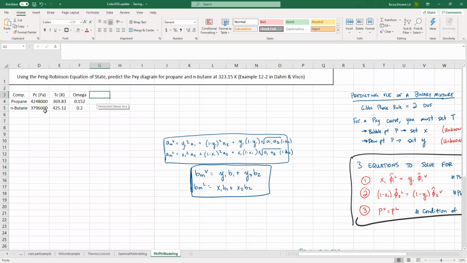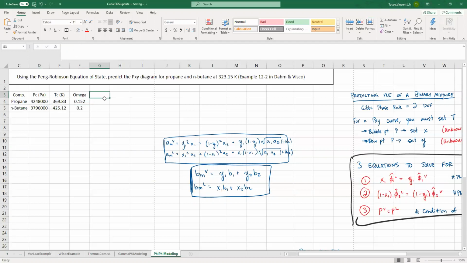All right, so I've looked up the relevant information. I looked this up in the back of Dahm and Visco, so you may have slight disagreements, but in general, you should have close to the same things that I've got. I've taken care to convert the critical pressure into pascals from bar. So remember, I always like to use SI units. So regardless of the fact that I have a huge number here numerically for PC, having it in pascals is going to be helpful because I can always use 8.314 for R. So I'm just multiplying by 100,000 to convert bars to pascals.